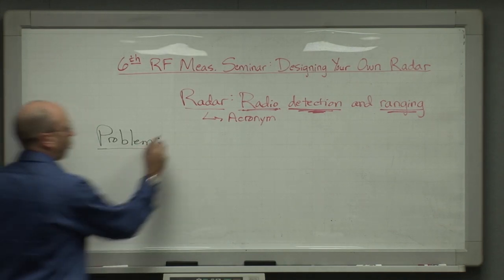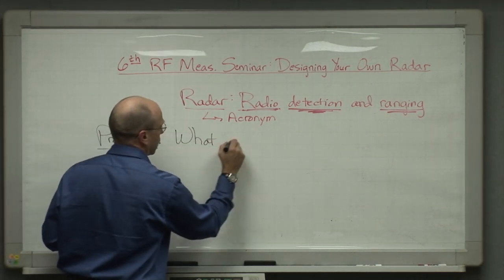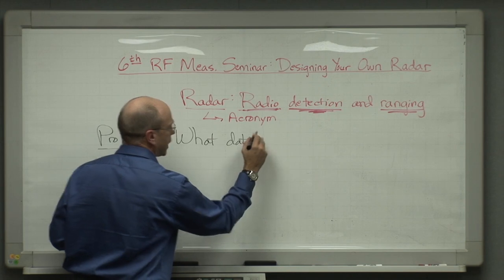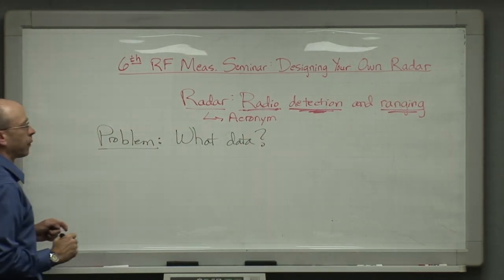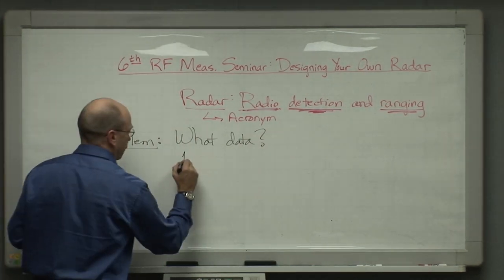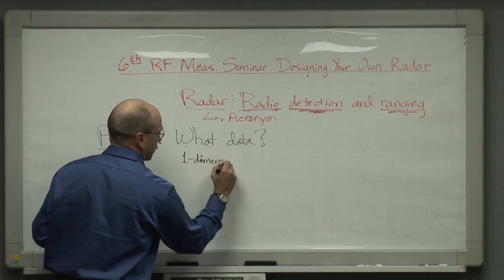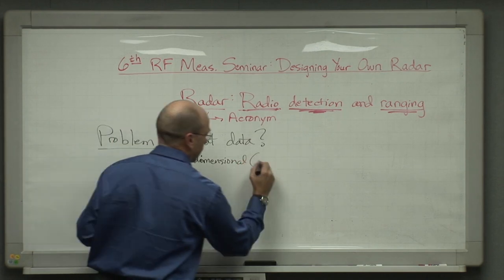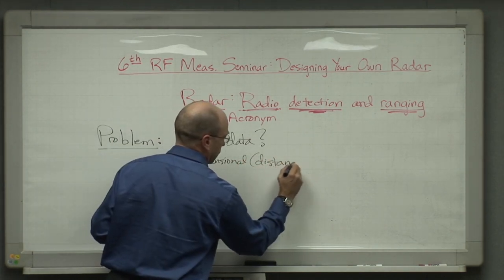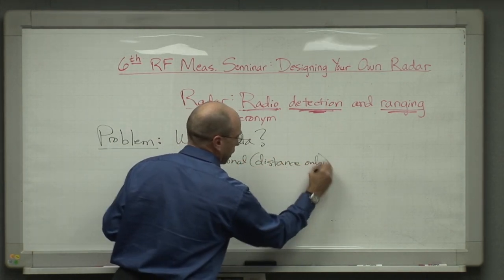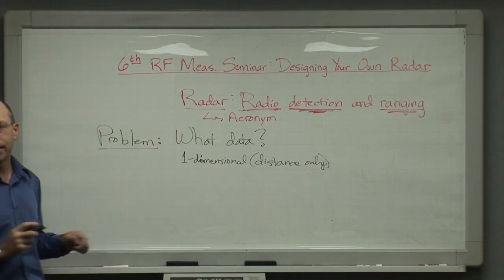First of all, what data do we want to retrieve from the radar? We can retrieve one-dimensional data, which will typically, or normally, be distance only. And you might say, well, why do I want to know just the distance out to something?